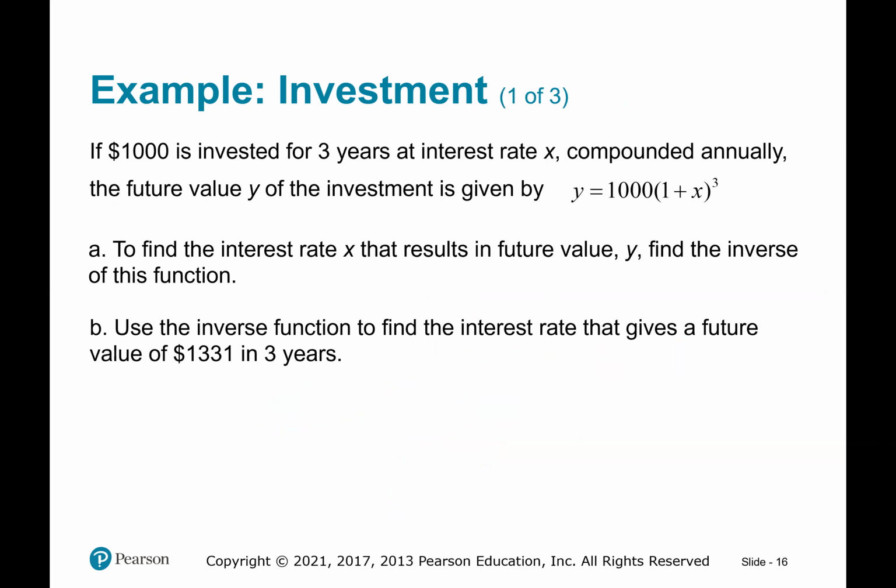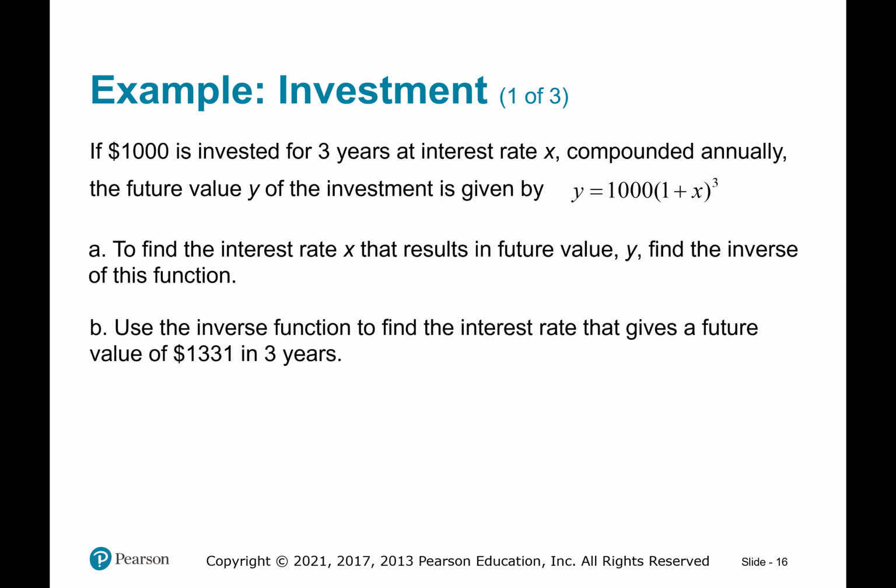If $1,000 is invested for 3 years at an interest rate X compounded annually, the future value Y of the investment is given by Y equals 1,000 times 1 plus X to the third. So what that means is that's how much money you have in the future if you invest it at this particular interest rate. And you're investing for 3 years. So whatever that interest rate X is, you plug that into the formula. That'll tell you how much money you have after 3 years.